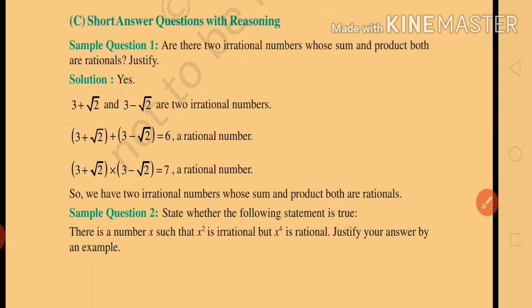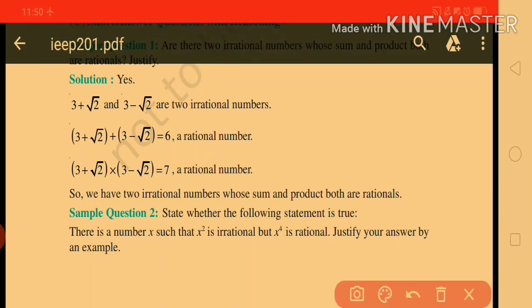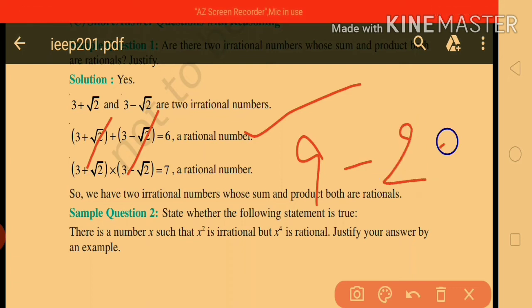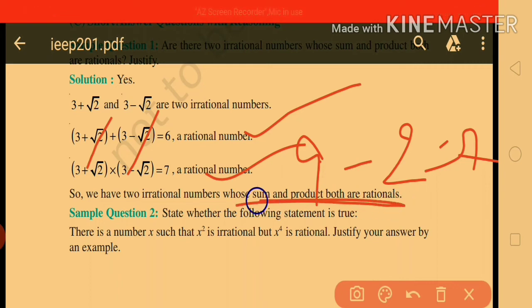Now come to next. Are there two irrational numbers whose sum and product both are rationals? Justify your answer. Okay, let us take some example. 3 plus root 2 and 3 minus root 2 are two irrational numbers. When you add them, root 2 will be cut by root 2 and you will get 6. And if you multiply, 3 threes are 9 minus root 2 square is 2, that is 7 you will get. That is also a rational number. So we have two irrational numbers whose sum and product both are rationals. Means any number you can take with a different sign. Okay, same number with different sign.